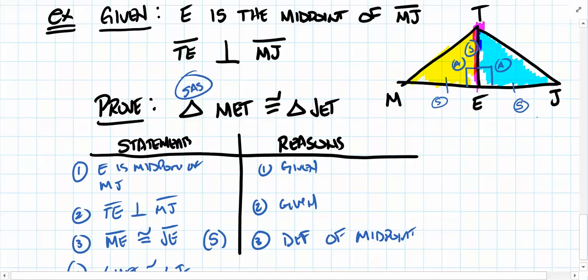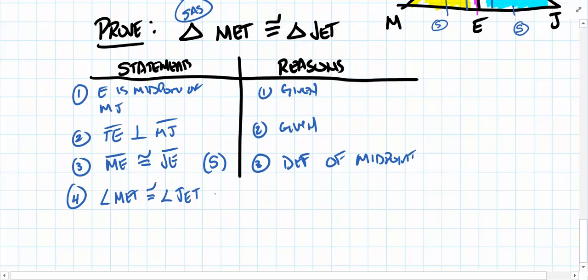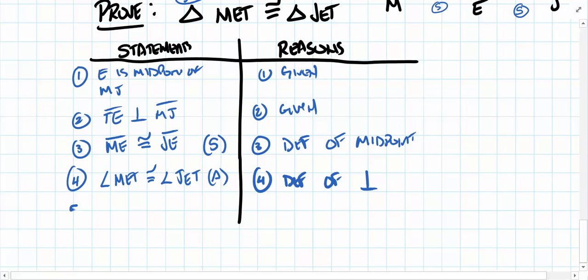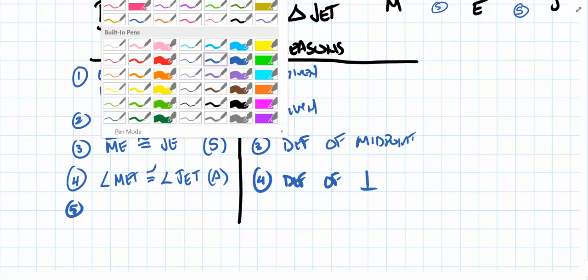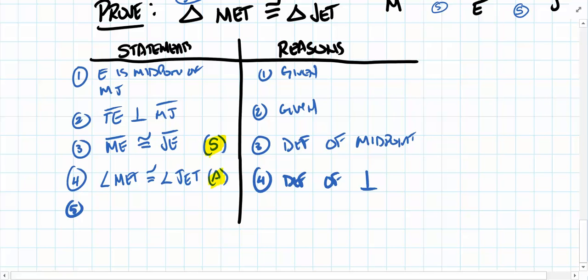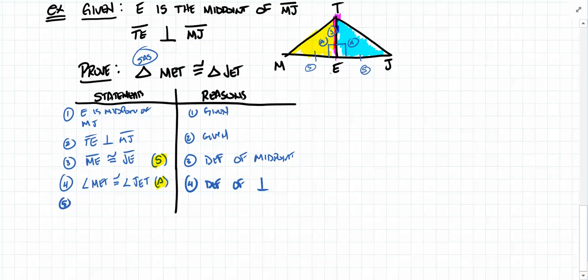Yeah. So here we go. Number 5. What's the next thing I can say? What do I have so far, you guys? I have the side, then I have the angle. What am I looking for? I'm looking for the side. So what are we going to say? TE is congruent to TE. There's the picture. I'm looking for the common side. Side TE, right? That's reflexive. And that's a side.